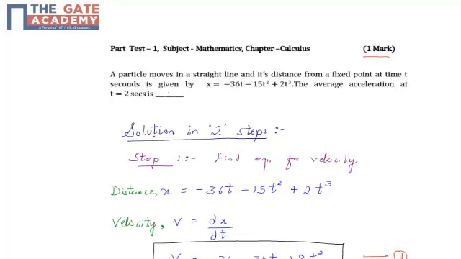We will solve this problem in 2 steps. Step 1 would be finding the equation for velocity. We know that distance over here is given as x is equal to minus 36t minus 15t square plus 2t cube. Now my velocity is nothing but v is equal to dx by dt. So I get v is equal to minus 36 minus 30t plus 8t square. We will give this equation as relation number 1.